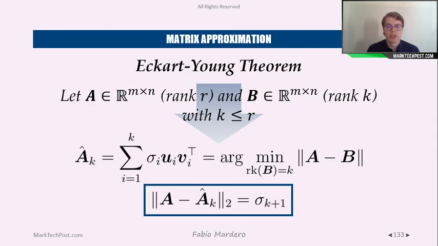The Eckart-Young theorem shows us how to quantify the error between the original matrix and the rank k approximation. In particular, here we can say that the norm of the difference, the distance between A and the rank k approximation of the matrix A, is equal to the singular value in position k plus 1.